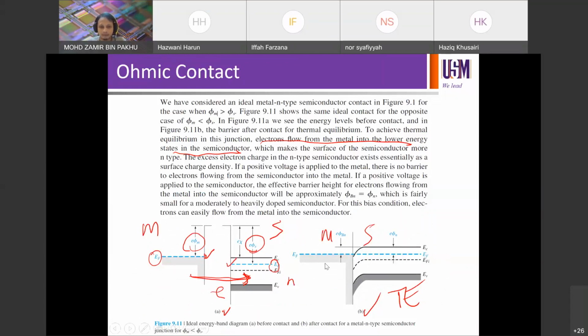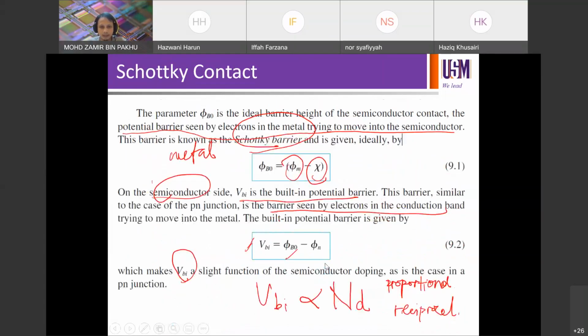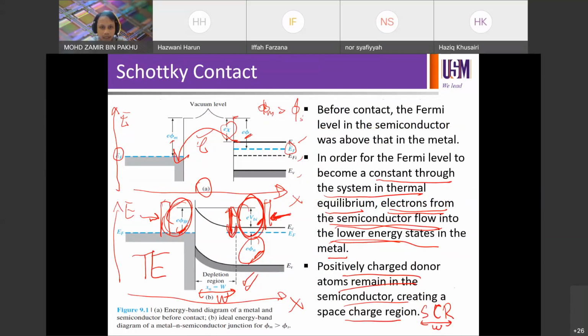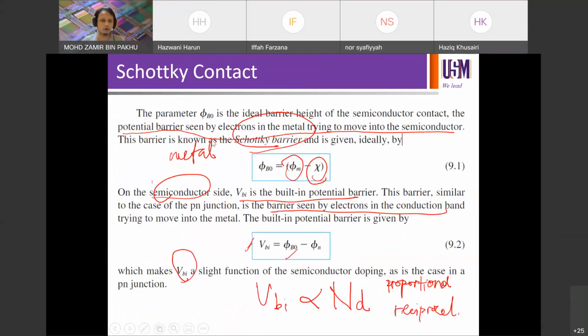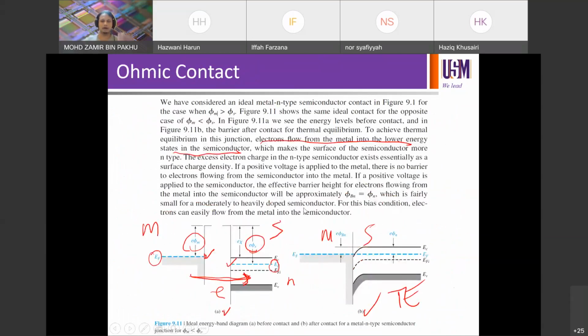Okay, case number one earlier, ohmic. Look at the energy. EF of the semiconductor is higher than the metal. So that's why the electrons flow from top to bottom, like flowing downhill. So in our new case, ohmic, electrons are flowing downhill, meaning from higher energy level to lower energy level. So they will flow from the metal into the semiconductor. The excess electron charge in the n-type is actually a surface charge density, so you're going to have a surface charge region.